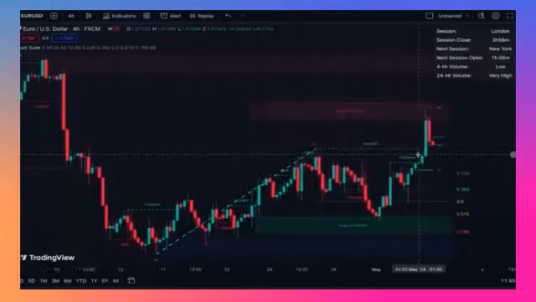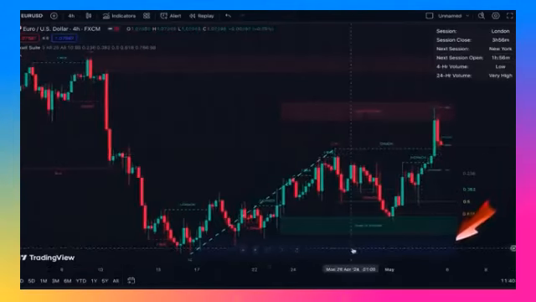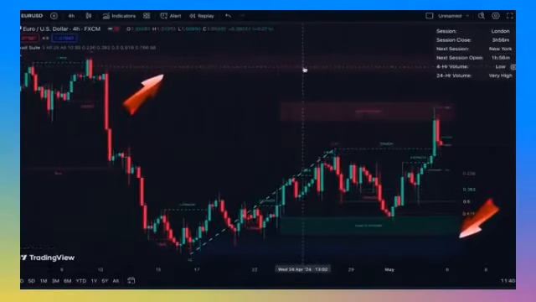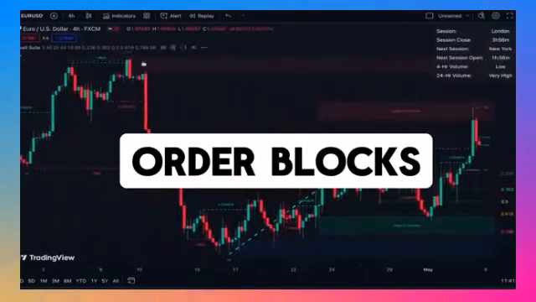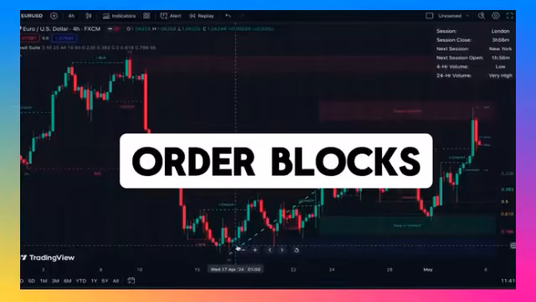Alright, we have another two areas, this blue area here and this red area here, and they show order blocks. In case you don't know what an order block is, order blocks are price ranges in the market where large market participants like institutional traders, banks or hedge funds have previously placed a large amount of buy or sell orders, and this caused significant movement of the market. In other words, order blocks are areas of the chart where a large amount of orders have been executed.